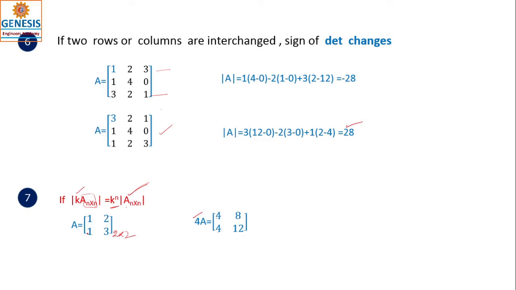Modulus of A is 3 minus 2 is equal to 1. Modulus is the determinant, so the determinant of A is 1. That is 16. What is that 16? 4 square into 1, where 1 is the determinant of the matrix A. So in this way you can find it. The next one is: the determinant of a diagonal matrix is the product of its diagonal elements.